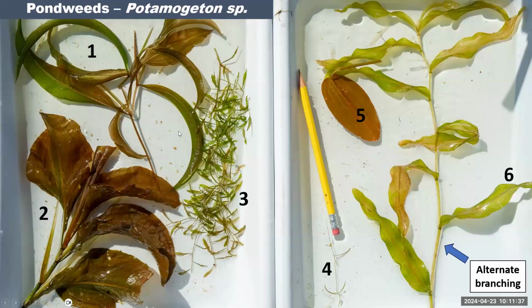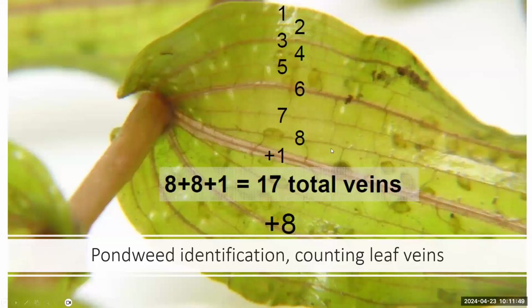Going back to these first 3, they're conspicuous species, pretty common. One way to tell these 3 apart from each other is to simply count the veins on the leaves. So in this example, we have 8 veins on this half of the leaf. To do the quick math, you do 8 times 2 plus 1 for the midvein. So here we have 17 veins.